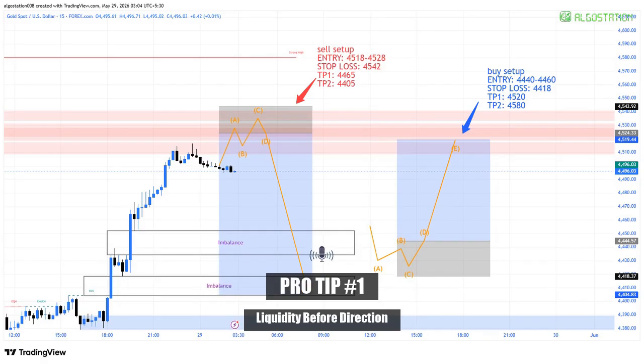Professional traders don't chase candles. They wait for liquidity events. Most institutional moves begin with manipulation before expansion. Never trade the sweep alone. The real confirmation is displacement. Strong impulsive movement reveals where institutions are truly committed. The highest probability trades happen when higher time frame narrative aligns with lower time frame execution. That's where institutional precision becomes visible.